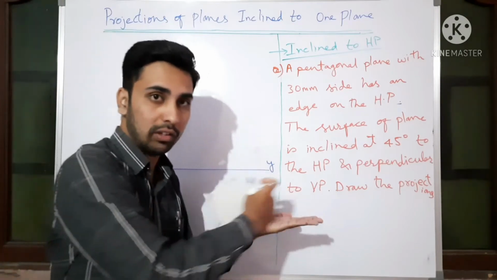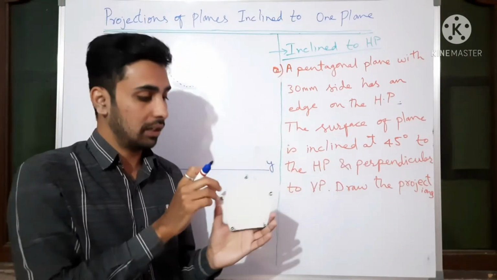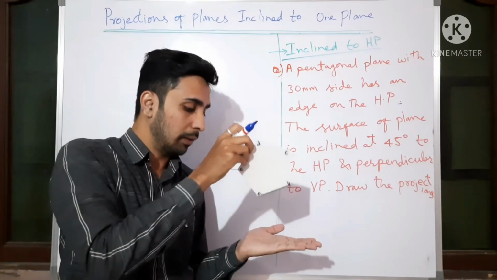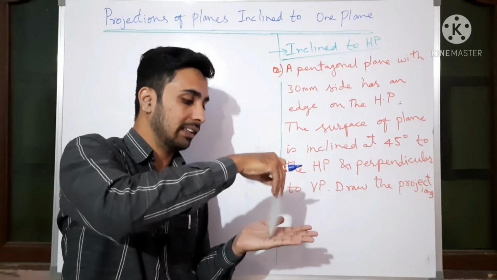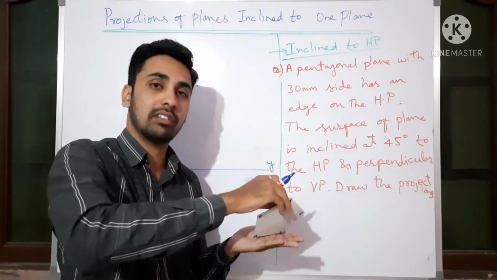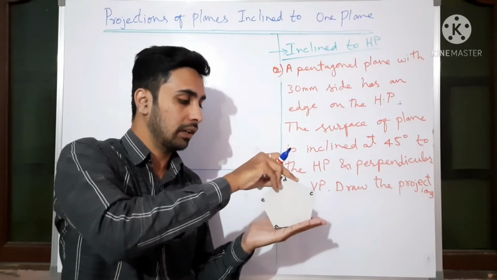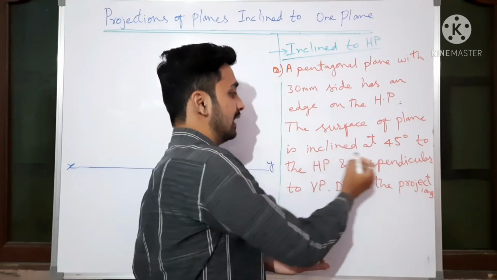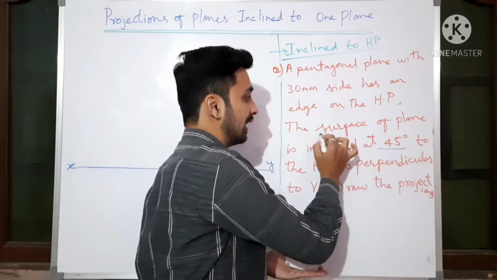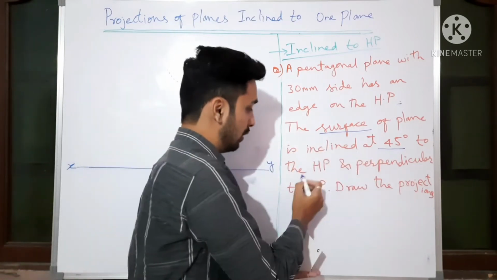Assume my hand is horizontal plane and this board as vertical plane. So the one edge of the pentagon is on horizontal plane HP like this. Okay, it is touching. Now the plane may be like this, in this way, that is different. We will read further the question. One edge is on HP like this we have taken. Now afterwards what they are asking, the surface of plane is inclined at 45. What is inclined? Surface is at 45 degree with respect to HP.